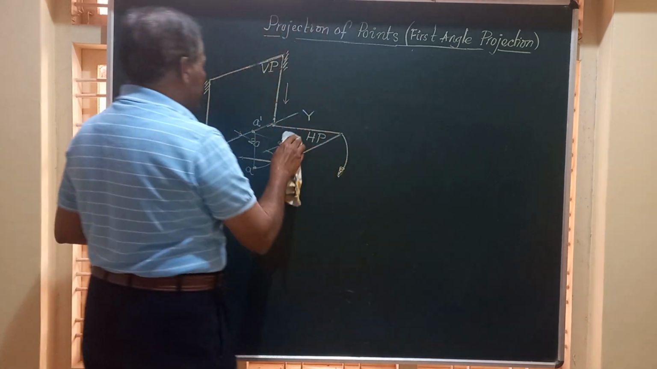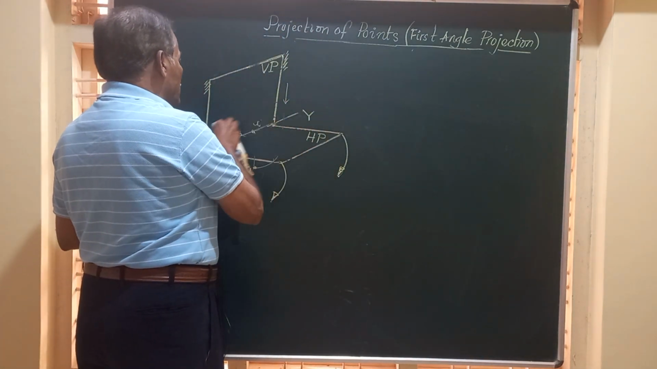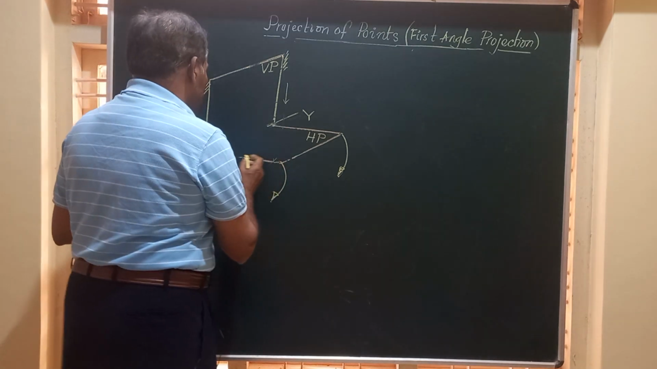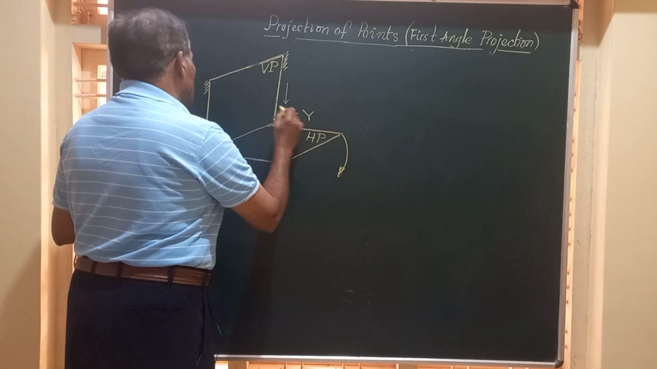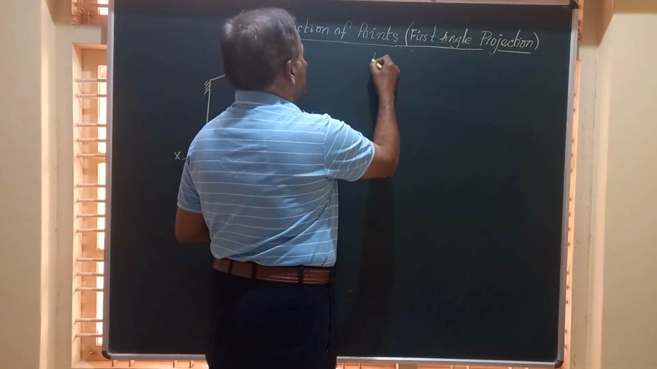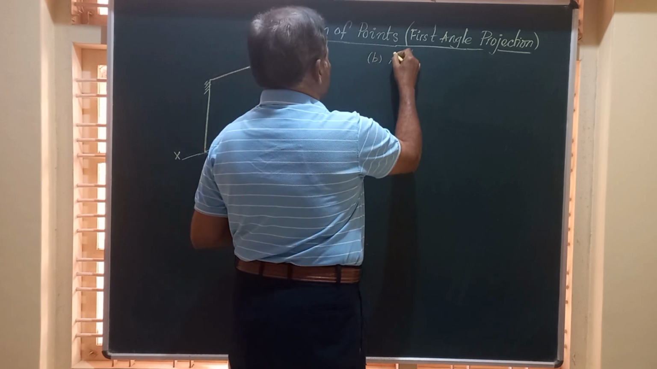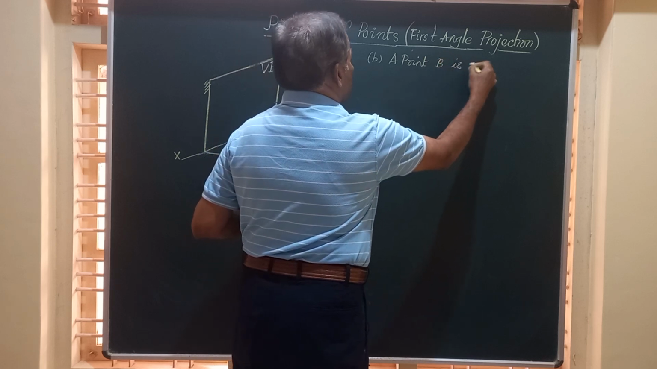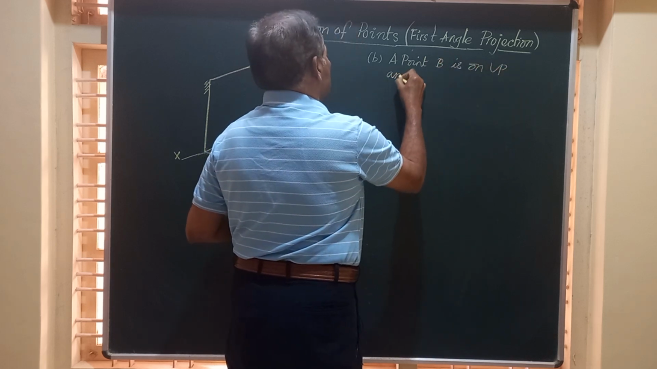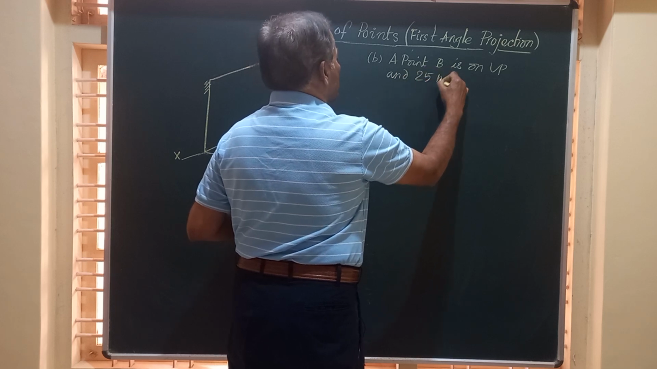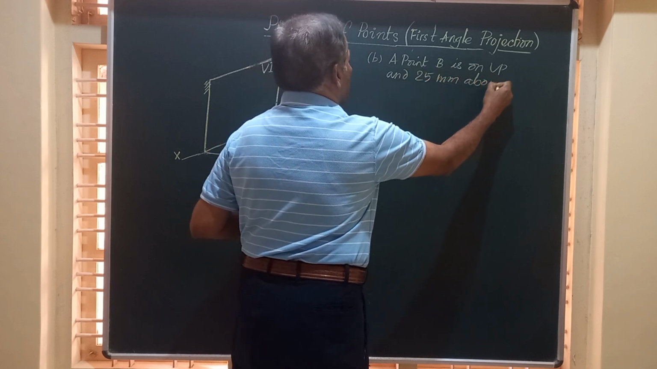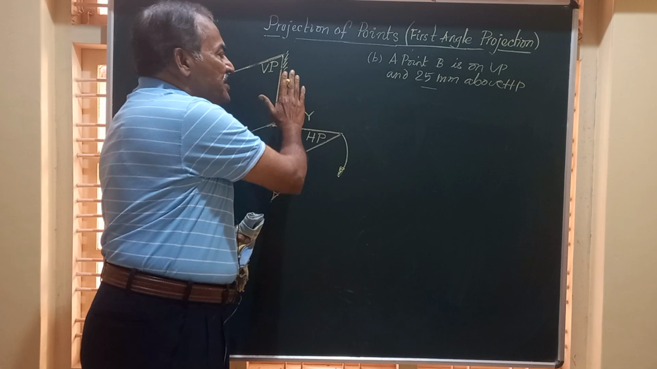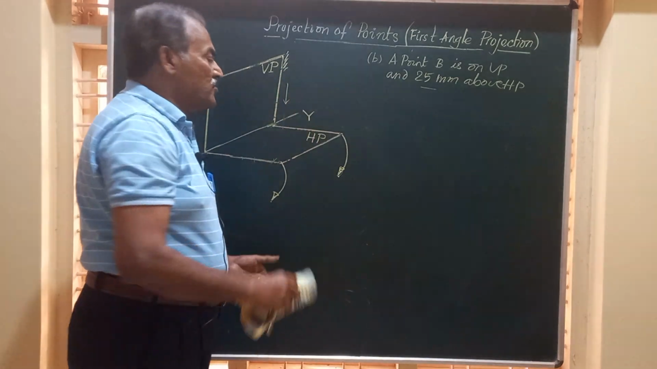Similarly, friends, let us take up a problem on a point which is on VP. So friends, we have got a point. Let us write down the question. Part B: a point B is on VP and 25 mm above HP. Above HP, from HP, they mean the same. In front of VP, from VP also mean the same.